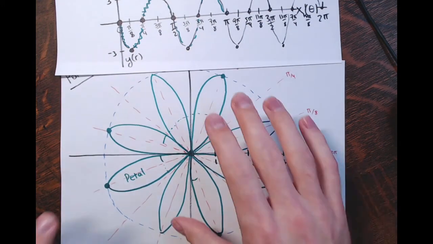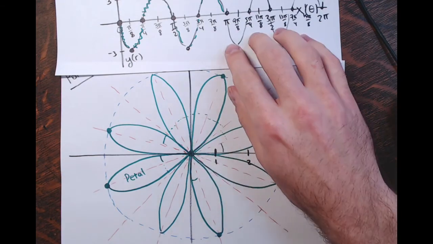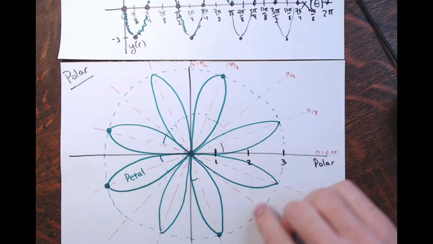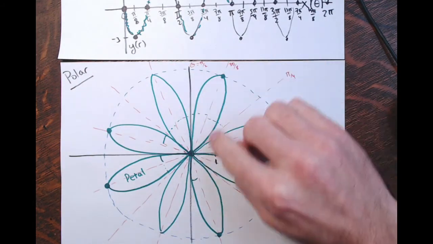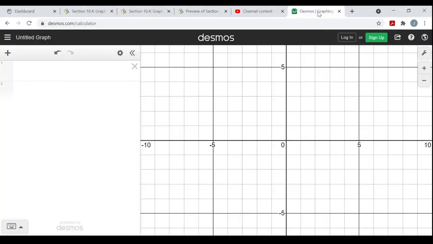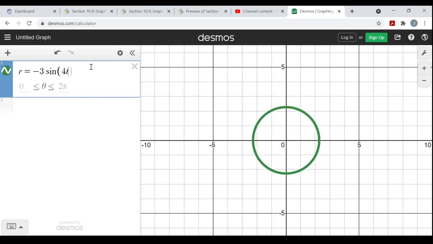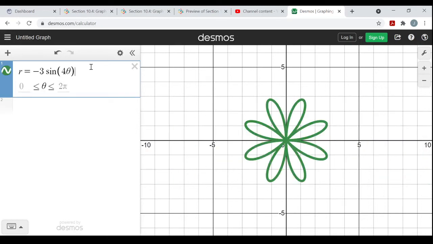And here's this graph: 8 petals, and every single petal, the edge of it, is on this circle with a radius of 3, right? The length of every petal is 3 units. All right, so let's see that actually happening on this Desmos website, a free online graphing calculator, desmos.com. I'll put in r equals negative 3 times the sine of 4 theta. You can just type in the word theta and look at that. There's your rose curve with 8 petals.